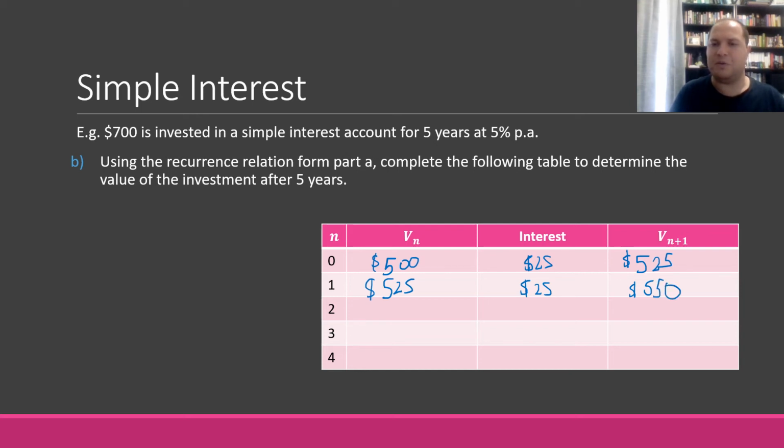Following that same sort of pattern, we can fill out the rest of this table. I'm just going to do it quickly by saying the interest is $25 all the way down. So that'll be $550, $575, $600, and $625. And there's our table completed. At the end of 4 years, the investment will be worth $625.